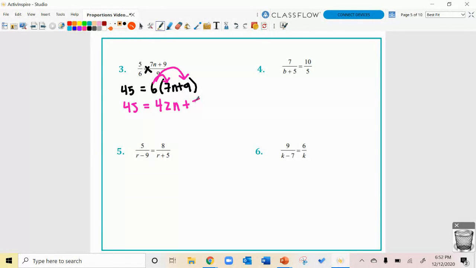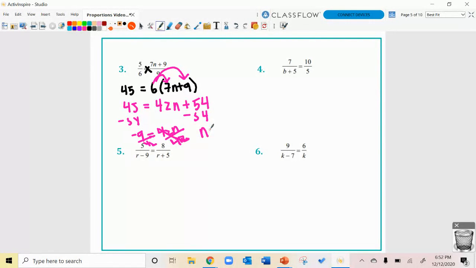Plus, what is that, 56? 54. Go ahead and subtract 54, subtract 54. What do we get when we do 45 minus 54? I get negative 9. Negative 9 equals 42n. And then I will go ahead and divide both sides by 42.